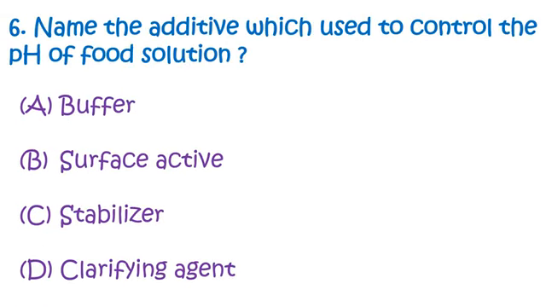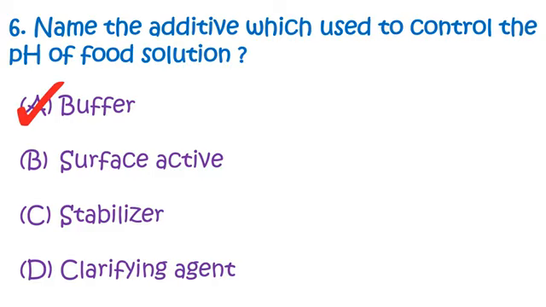Question number 6. Name the additive which is used to control the pH of a food solution. Options are option A, buffer, option B, surface active, option C, stabilizer, option D, clarifying agent. And the correct answer is option A, buffer.